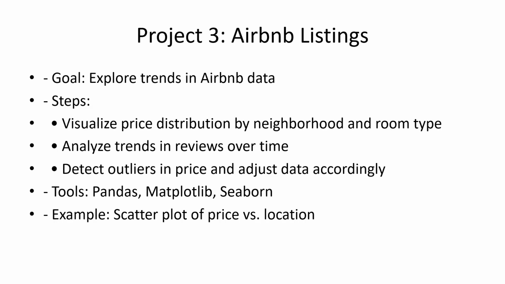Project 3 involves exploring Airbnb data to analyze pricing trends and customer reviews. We'll start by visualizing price distributions across neighborhoods and room types. Next, we'll analyze review trends over time to understand customer preferences and detect seasonal changes. Finally, we'll identify and adjust outliers in price to refine the data for analysis. Scatter plots, box plots, and time series graphs will be used to visualize these insights effectively.